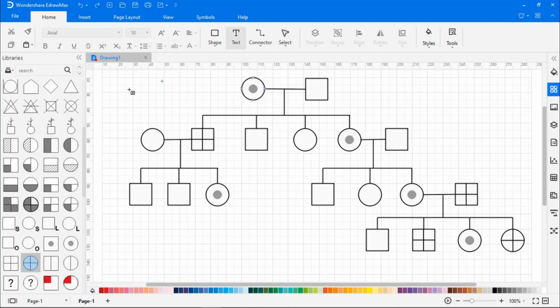Let's mark the generations. This is done using Roman numerals. First generation. Second, third, and fourth generation. Now, let's number the shapes to understand the flow of the chart.